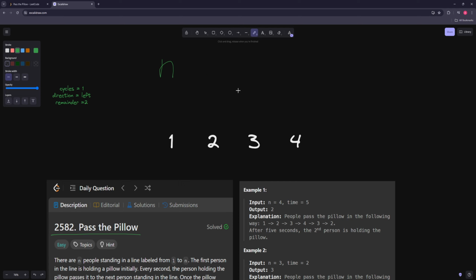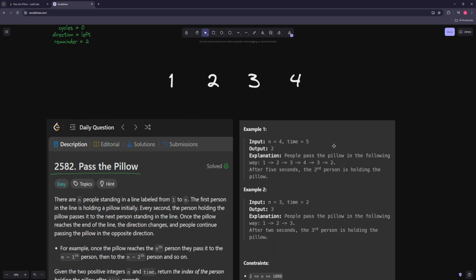And then for the second example, our time is 2 and n is 3, which means we have 0 cycles. Remember, whether the number of cycles is odd or even determines the direction. So every odd cycle will go right to left, every even cycle will go left to right. So if we have 0, we're going left to right. Our remainder here is 2 mod 3, which is... actually, sorry, it's 2. And so then where are we? Well, it's just going to be at 1 plus 2, which is 3. And so that's basically how you can do it.